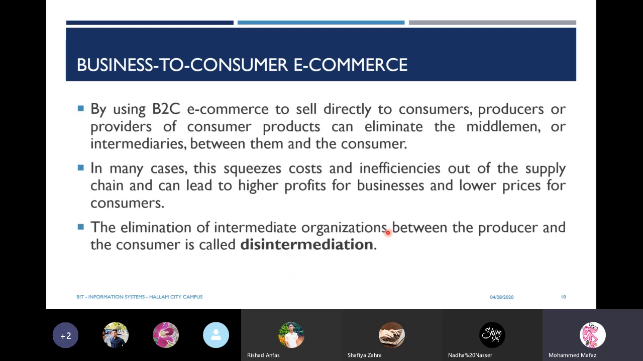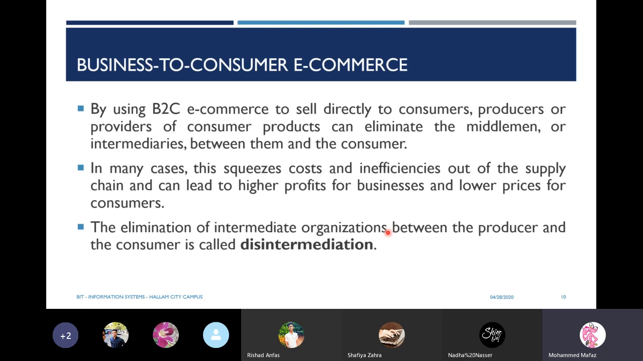By using B2C e-commerce to sell directly to consumers, producers or providers of consumer products can eliminate the middlemen or intermediaries between them and the consumer, right? So always you can avoid people who are in the middle. So that is one benefit of using this platform. In many cases, this squeezes costs and inefficiencies out of the supply chain and leads to higher profits for businesses and lower prices for consumers. So that is also very apparent.